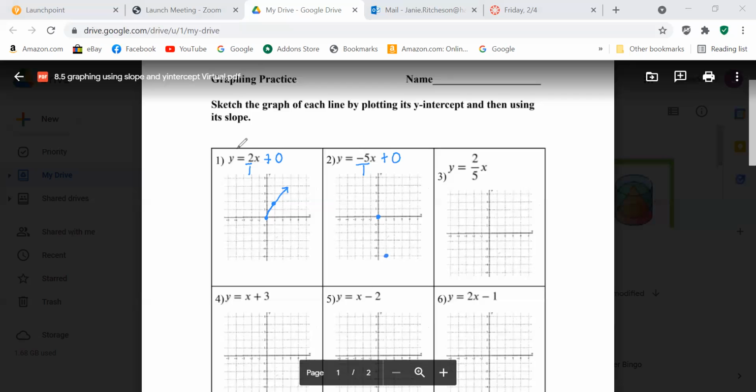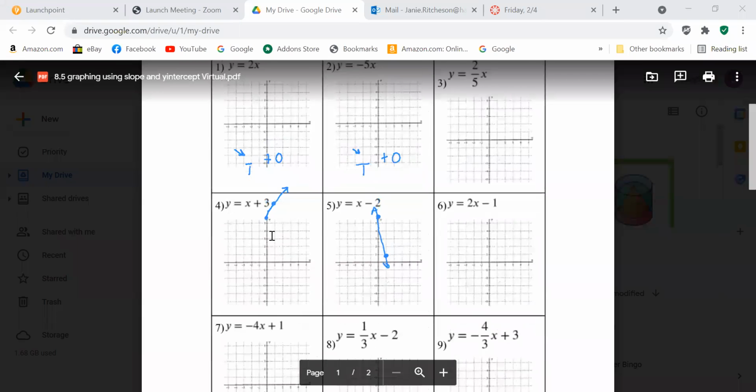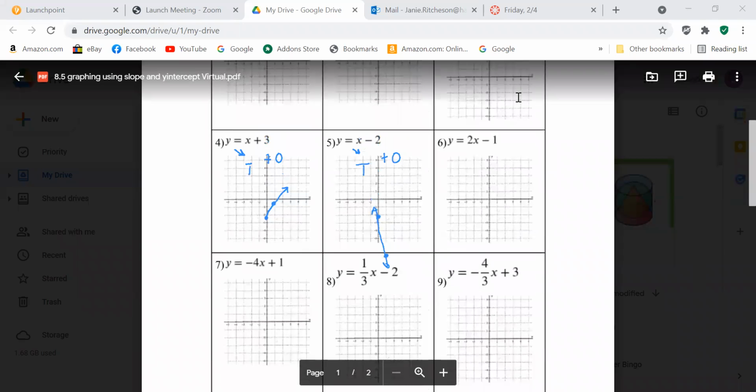If it's positive, you go up. If it's negative, you go down. And the bottom number tells you how many places to go to the right. Use that line tool in Kami and make that a straight line, much better than me, and make sure I can see your points. I'm going to let you do number 3 on your own. Let me move this up and get rid of my annotations.